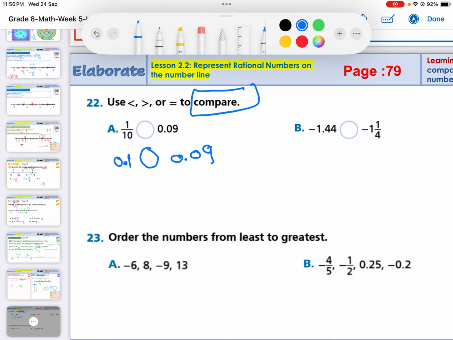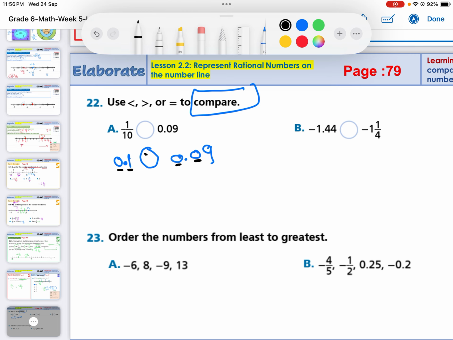How do you compare decimals? You took that in grade 5. You check the place value. You start with the ones, 0, 0. Moving on to the tenths. Here is a 1. Here is a 0. That's your difference. You stop and you compare. 1 is greater. So 1/10 is greater than 9/100.